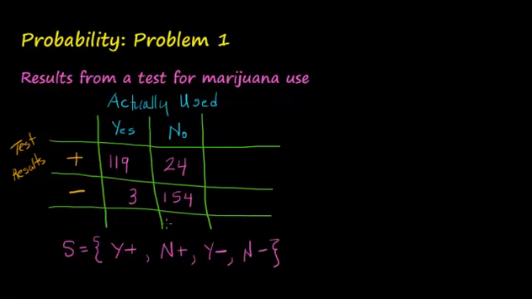Okay, so in order to determine these probabilities, we really need to know one thing that's going to be important: how many people were we talking about? Because remember, how many times was this procedure repeated? So we need that number. So we can add across here, 119 plus 24, it's 143. 3 plus 154, 157, and we get 300.